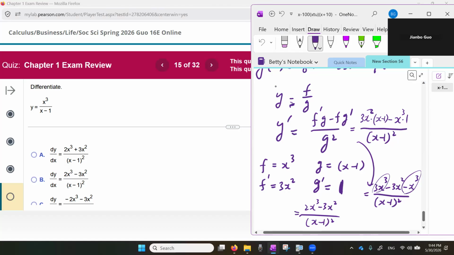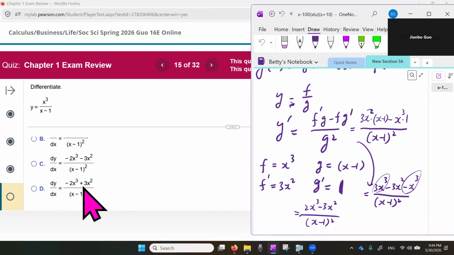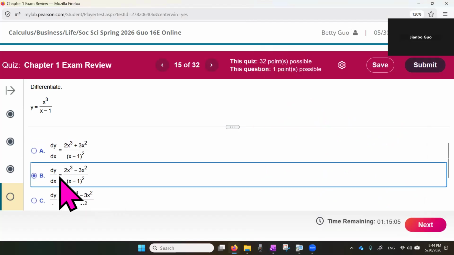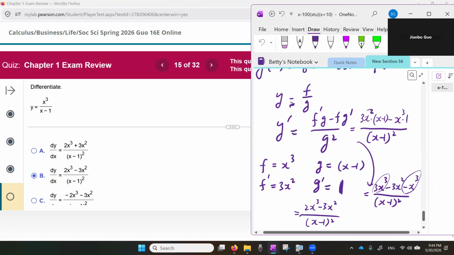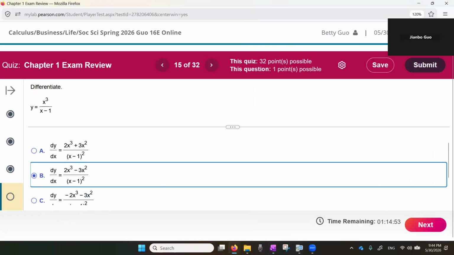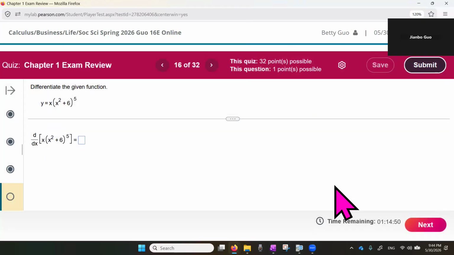Let's see which one is the same as this one. 2x cubed minus 3x squared, x minus 1 to the power 2. This is the one, right? 2x cubed minus 3x squared all over x minus 1 squared. So we want to choose B. Choose B.